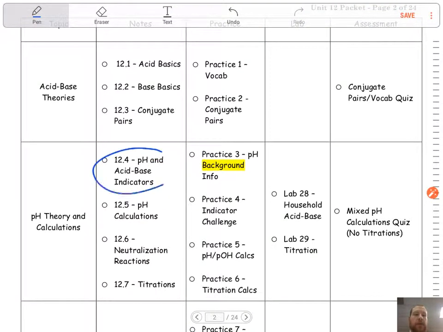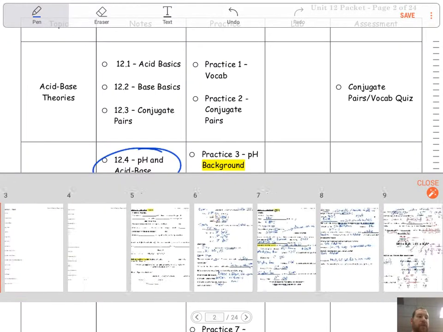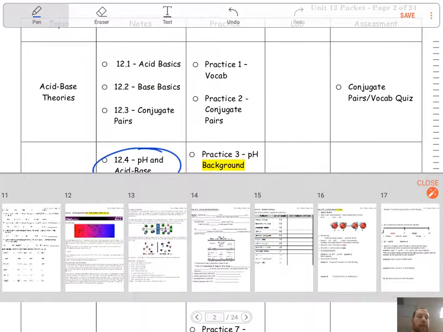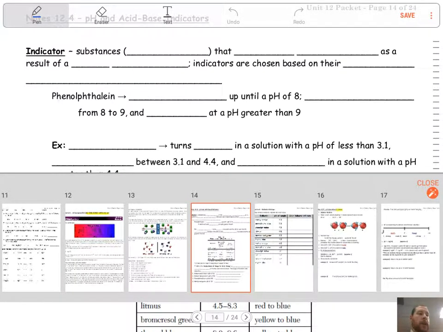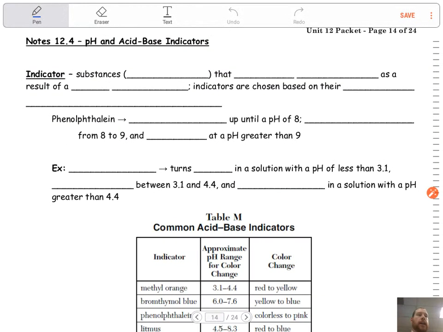This is video 12.4. We're going to talk about some pH and acid-base indicators. So we're going to be on page 14. If you flip there, make sure you have your reference table out. So while things are getting set up here, get that out. Make sure you have it.